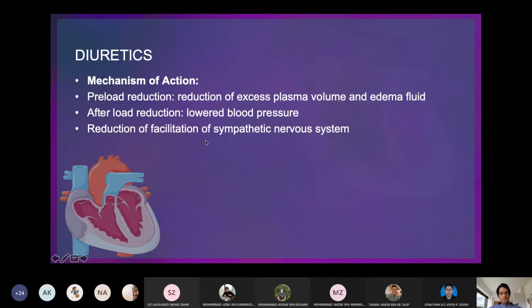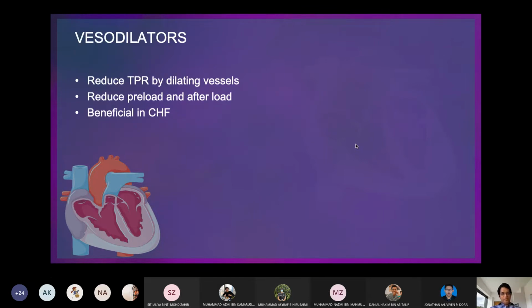Sympathetic reduction: reduction of facilitation of the sympathetic nervous system. So they are proposing there is some sympathoinhibitory effect there as well. So that's why diuretics come first. If anybody asks you what the maintenance therapy for chronic heart failure is, if one drug, diuretics. If two drugs, ACE inhibitors. You cannot save a patient with chronic heart failure without diuretics.